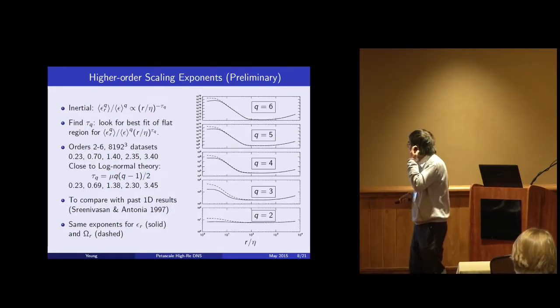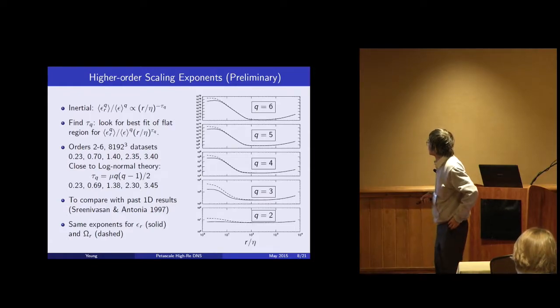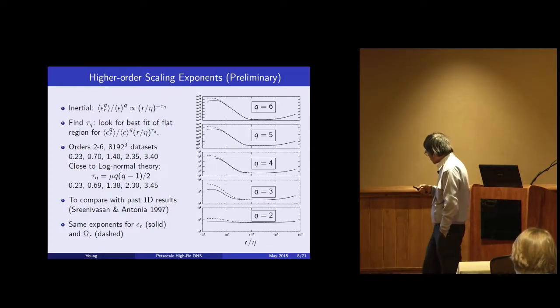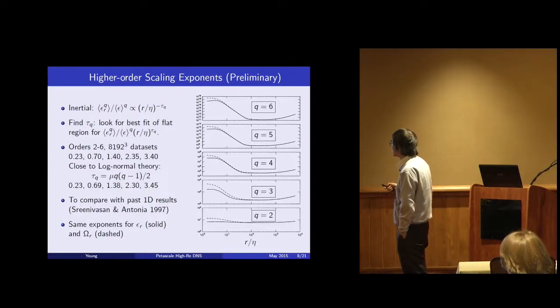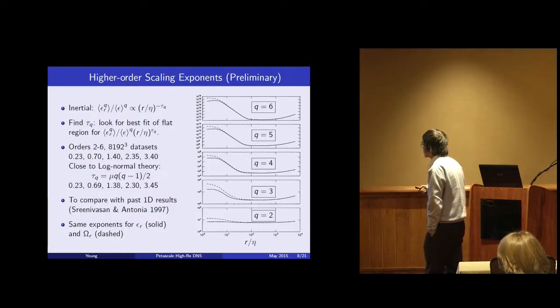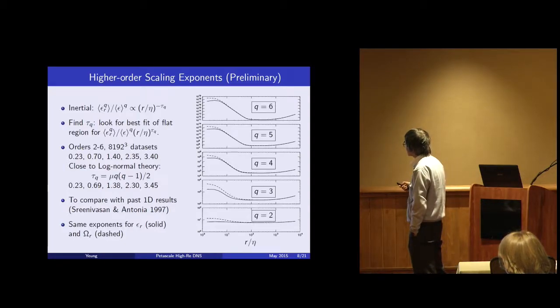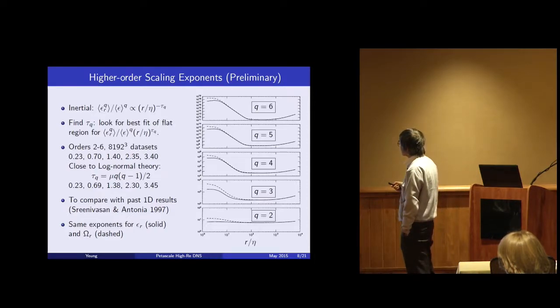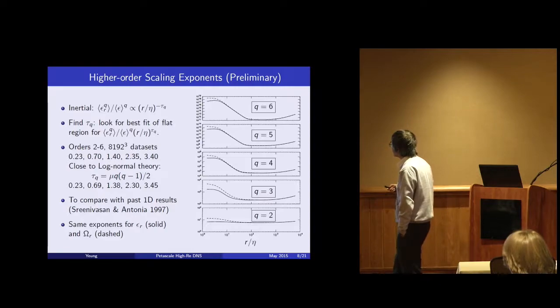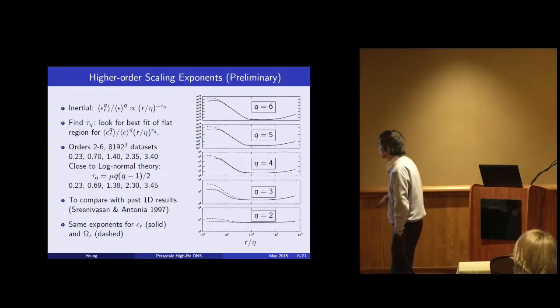Now, in order to be quantitative, we would like to be able to figure out what the scaling exponents are. So suppose we have the average of epsilon_r to the power q, divided by the global average to the power q, proportional to r divided by eta. Eta is, by the way, the Kolmogorov length scale. It is proportional to r over eta to the power minus tau_q, and we want to figure out what tau_q is. So what we do is multiply the left-hand side by r over eta to the power tau_q, and then we see whether we're going to have a flat range or not.